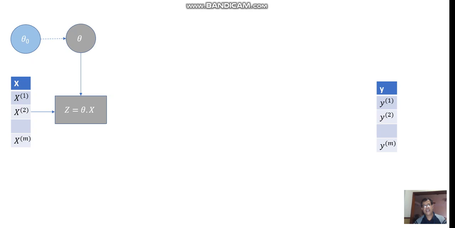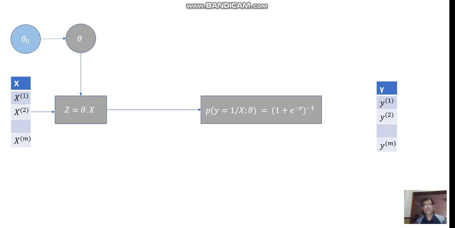The value of z is going to lie between minus infinity and plus infinity, and as our target variable is between 0 and 1, we transform z so that it lies between 0 and 1. To do that, we use the sigmoid function. All this we have discussed earlier in the previous videos.